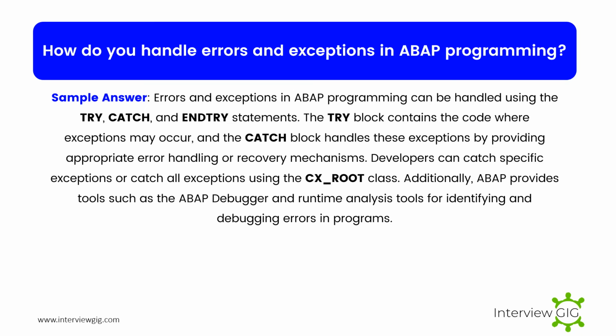How do you handle errors and exceptions in ABAP programming? Errors and exceptions in ABAP programming can be handled using the TRY, CATCH, and ENDTRY statements. The TRY block contains the code where exceptions may occur, and the CATCH block handles these exceptions by providing appropriate error handling or recovery mechanisms. Developers can catch specific exceptions or catch all exceptions using the CX_ROOT class. Additionally, ABAP provides tools such as the ABAP debugger and runtime analysis tools for identifying and debugging errors in programs.